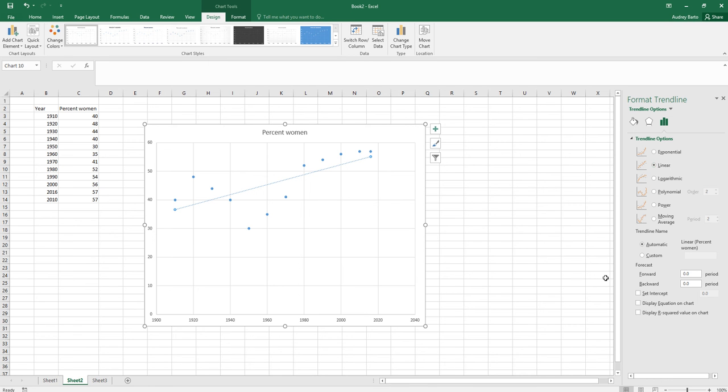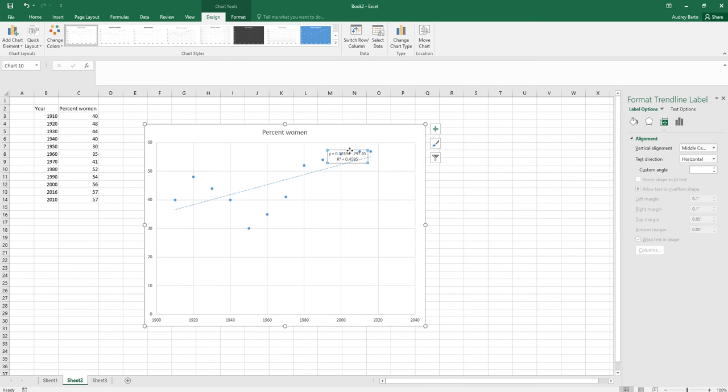And then it might be nice to see the equation of the line and also the correlation coefficient. So I'm going to click the options to display the equation on the chart and then display the r squared value. That's the correlation coefficient. All right, and there they are.